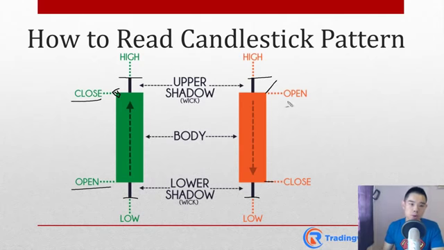For this one, it is what we call a lower close. So this is where the price closed below the open. That's why it's so-called bearish, right? A red color candle. So that's how you read a candlestick chart, how you read a candlestick pattern.